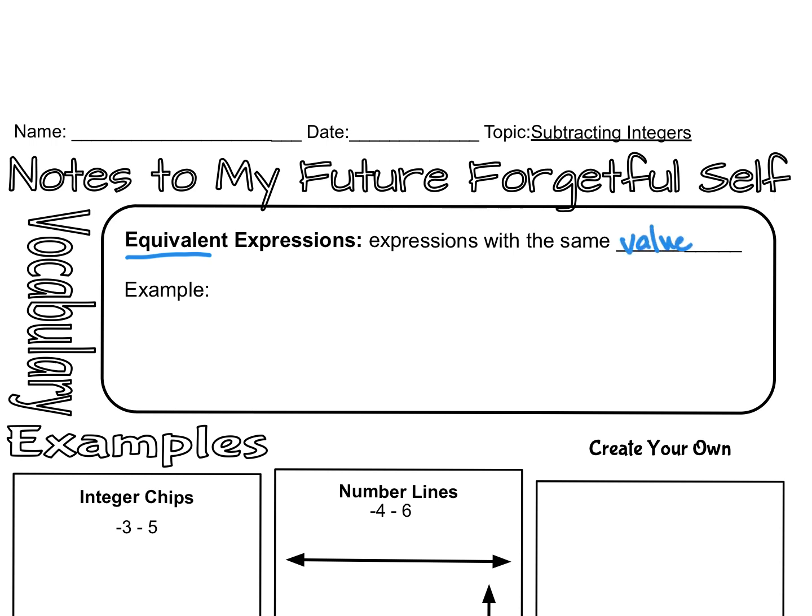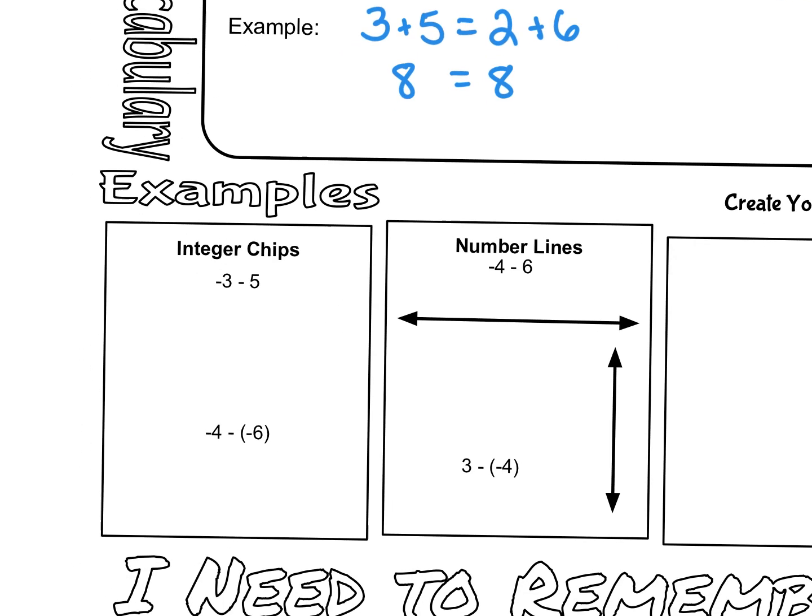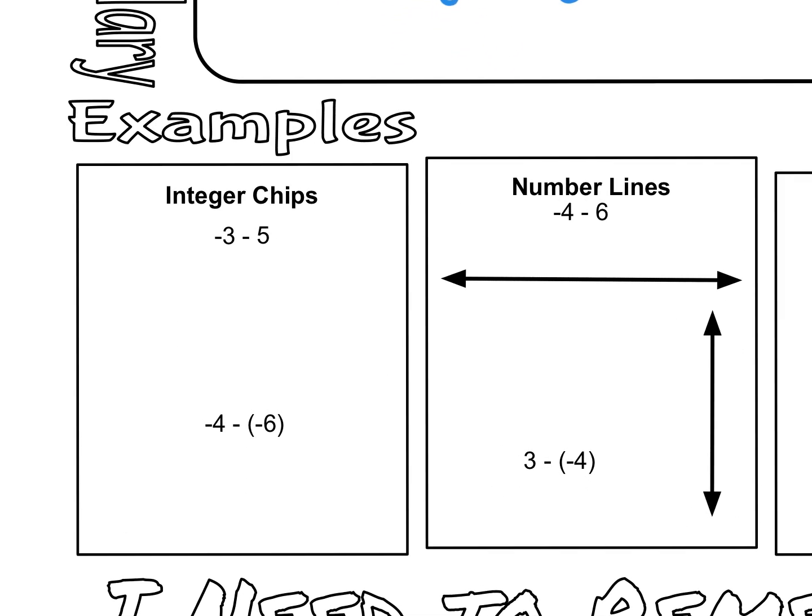For example, the expression 3 plus 5 is equivalent, or the same as, 2 plus 6, because 3 plus 5 is 8 and 2 plus 6 is also 8. So those two would be equivalent expressions. And we're going to end up using the idea of equivalent expressions later on in our examples for subtracting integers.